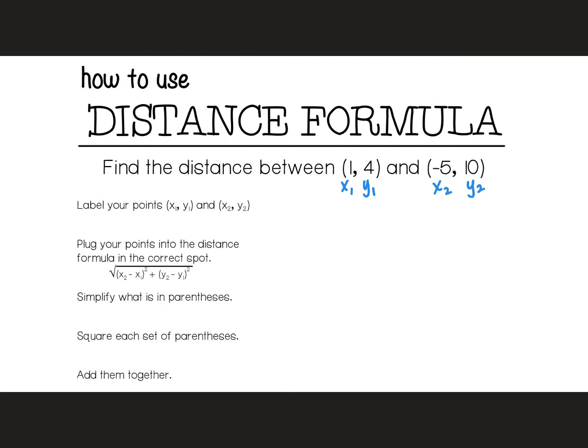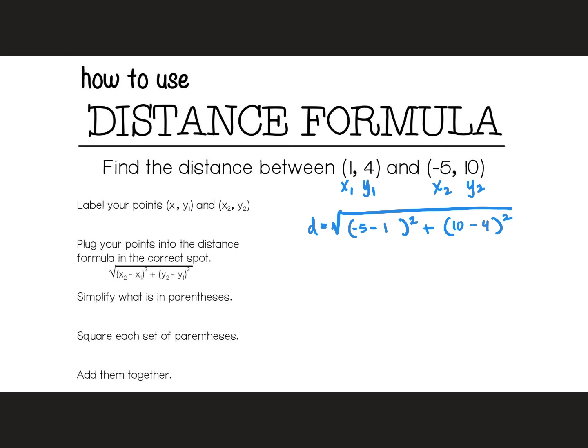So in the formula here, I'm going to write d for distance. So the distance is equal to, here I'm just setting up what the formula looks like. In the first parentheses, it's x sub 2, negative 5, minus x sub 1, which is 1. And then plus y sub 2, which is 10, minus y sub 1, which is 4.